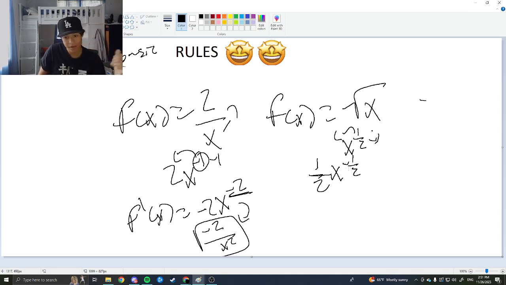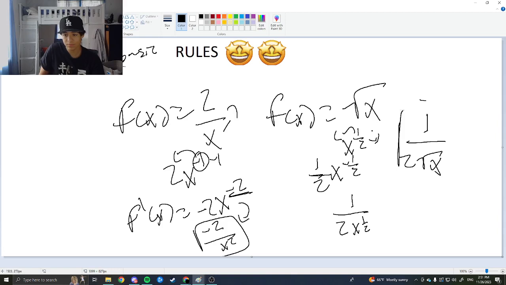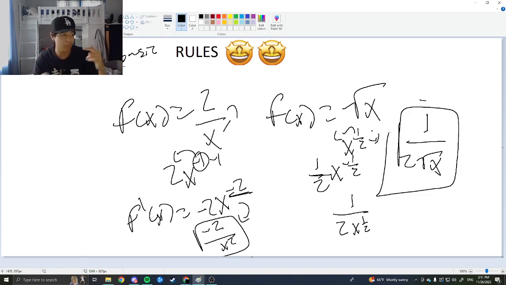You're almost done, but you're not. So this is a negative exponent, so it moves to the bottom. So you have 1 over 2x to the 1 over 2. And x to the 1 over 2 is just square root x. So you're left with 1 over 2 square root x. And that's it. Yeah, so those are all the basic rules. Yeah, we moving on.